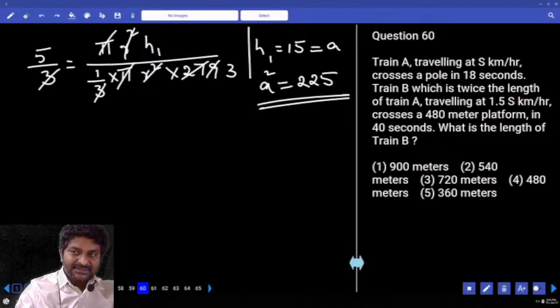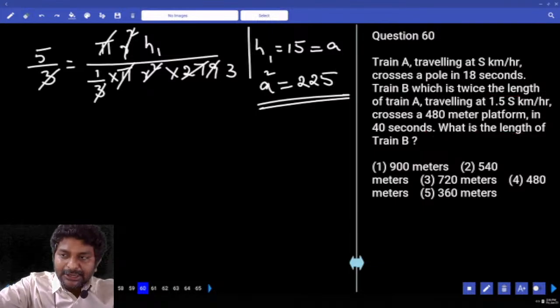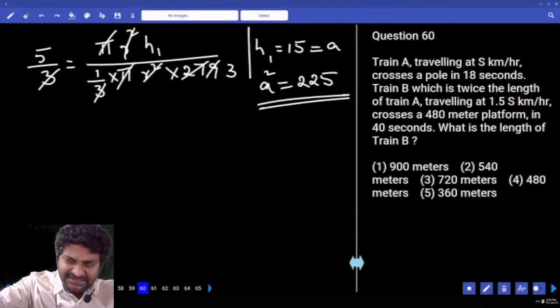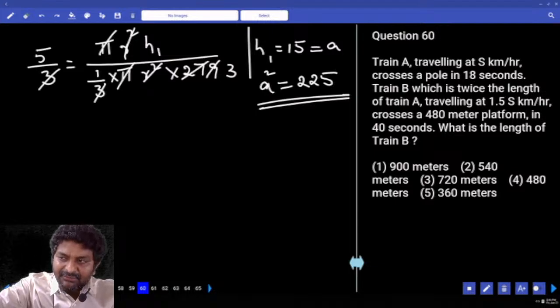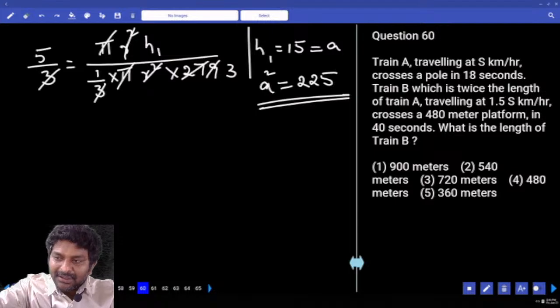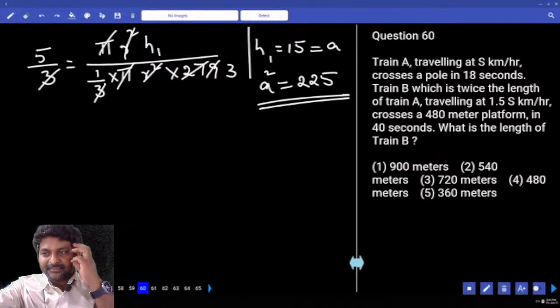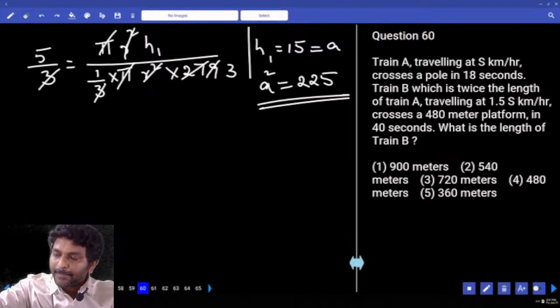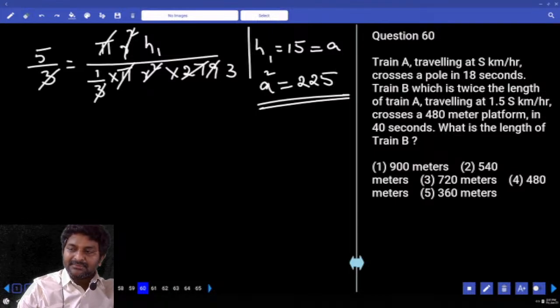Right, I will stop after this question. Train A travelling at S km/h crosses a pole in 18 seconds. Train B, which is twice the length of train A, travelling at 1.5 S km/h, crosses a 480 meters long platform in 40 seconds. What is the length of train B?